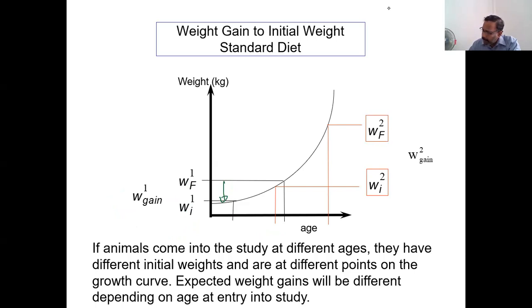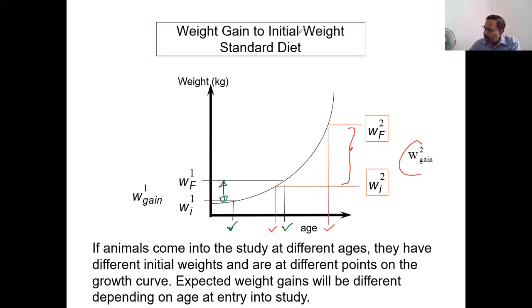Here we set the weight gain for the first animal. This is the initial weight. I mean, this is the age at the initial. This is the age at the final. Now, the weight gain for the second animal, this is the initial age, and this is the final age. Final age means at the time the experiment is over. So the weight gain, you see, this is the weight gain.